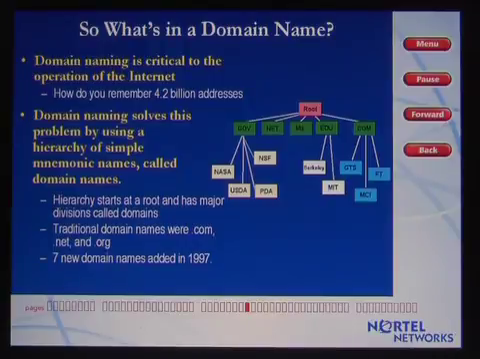In February 1997, the IAB announced 7 new generic top-level domains, in addition to the existing ones of .com, .net and .org. The new fields are .firm, for businesses or firms, .store, for retail, .arts, for culture and entertainment, .rec, for recreational entertainment, .info, for information services, and .nom, for individuals or personal nomenclature.